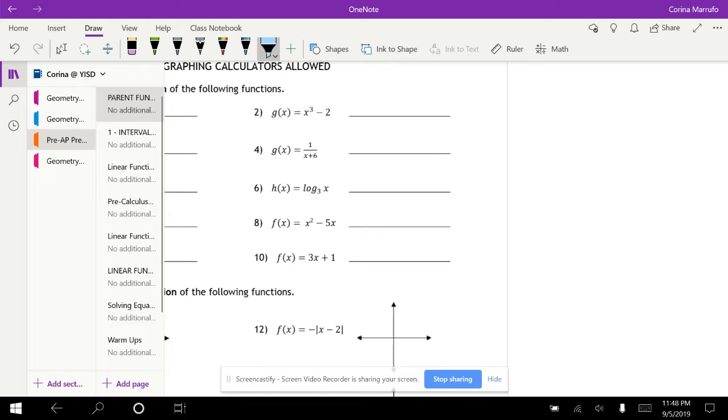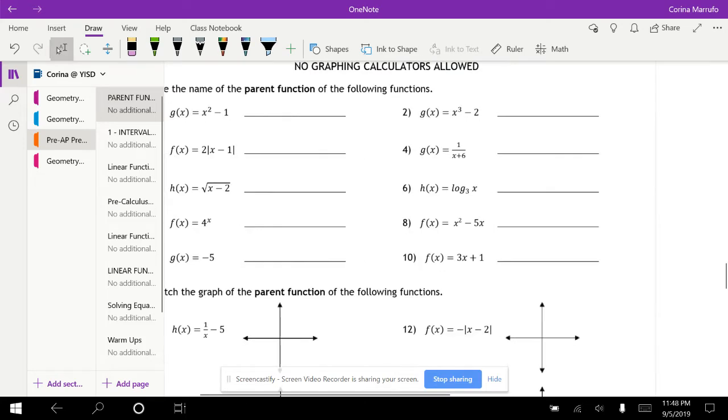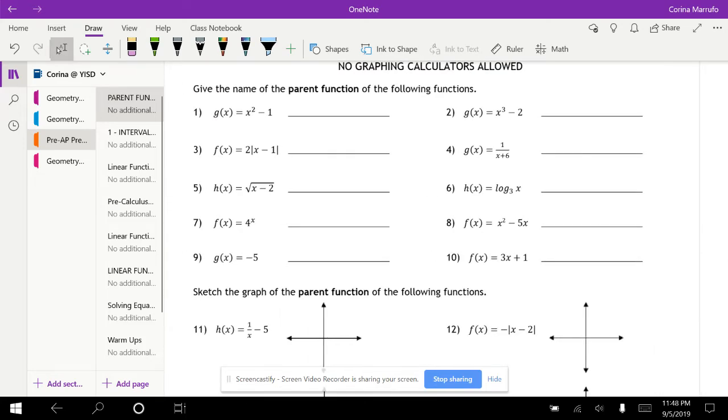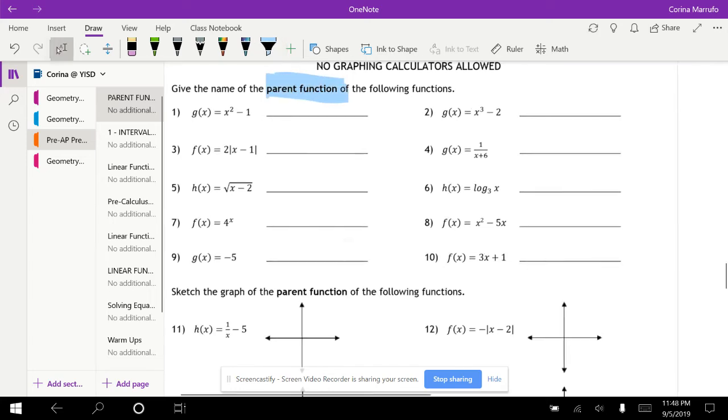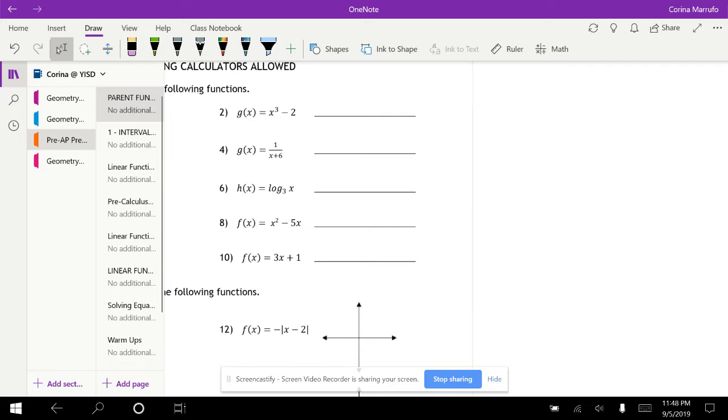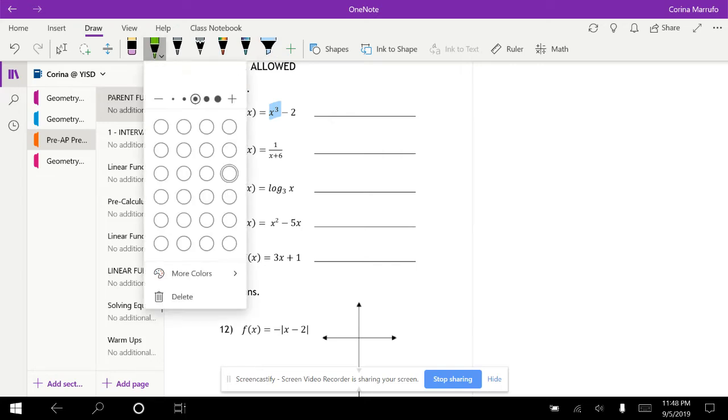So if we look here on number 2, they're asking us to give the name of the parent function. So we're just naming the parent function. So if we look here, g of x equals x to the third power minus 2. This third power gives us a hint that makes it a cubic equation, because your cubic equations are to the third power. So I'm going to go ahead and write here cubic.